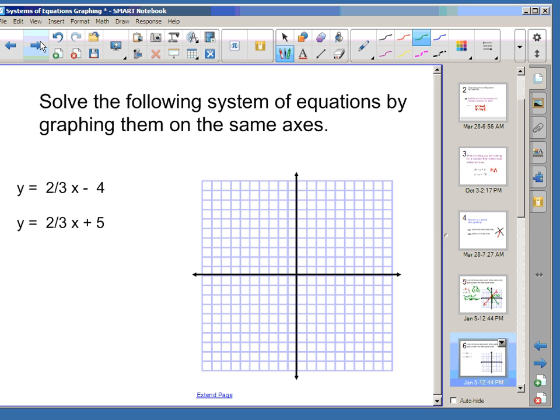All right, let's look at this one. Now, if you remember from last chapter, section 4.5, you should recognize what's going to happen here. If the slopes are the same, we should have something interesting going on. So let's graph these. We go to negative 4, and we do a slope, excuse me, of 2/3, up 2 over 3. And we go to 5 and do a slope of up 2 over 3.